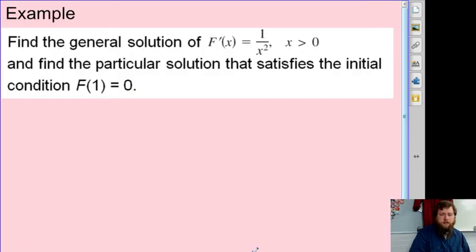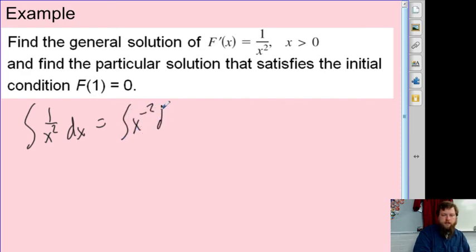Let's do an example like that. So I want to find the general solution of f prime of x equals 1 over x squared, and find the particular solution when f of 1 equals 0. So 2 steps here. I want to integrate f prime of x. So I'm going to integrate 1 over x squared dx. And that's going to be the integral of x to the negative 2 dx, which becomes x to the negative 1 over negative 1, which is going to be negative 1 over x plus c.